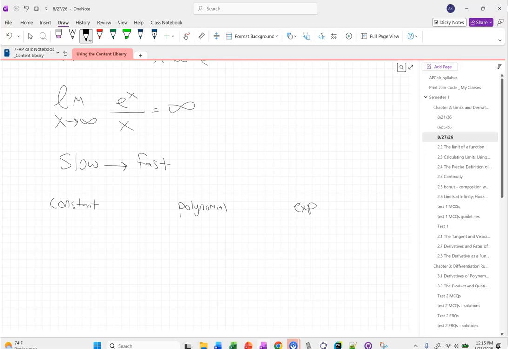What are some other things that we've run into? Logs, great. Where do logs live? Do they live in this gap or that gap? This gap, right? If I think about what the graph of natural log of x looks like, it looks like this. That's for sure less than y equals x. You guys agree? Okay.